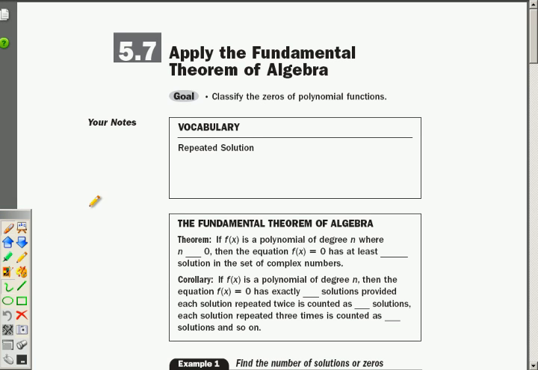All right, here we are with section 5.7, the fundamental theorem of algebra. What the fundamental theorem of algebra does is help us find the zeros in functions, or at least determine how many zeros there might be. One of the key concepts here is the terminology repeated zeros.